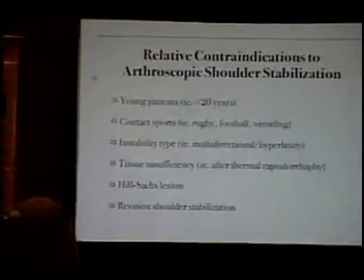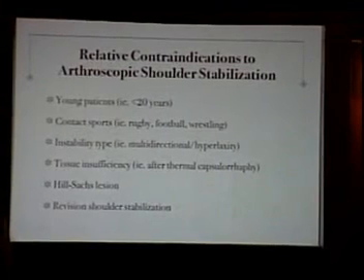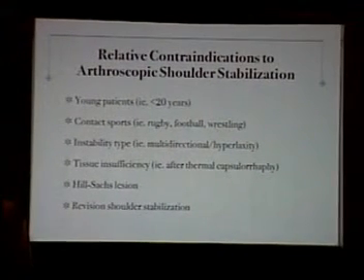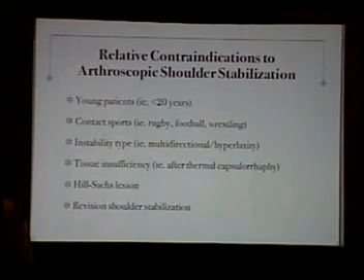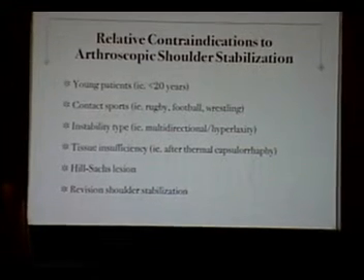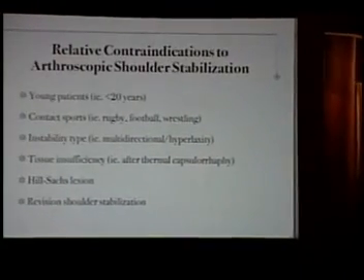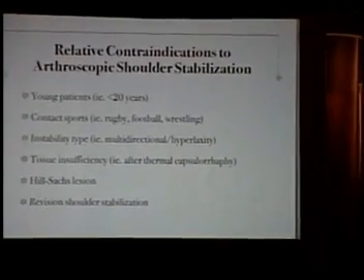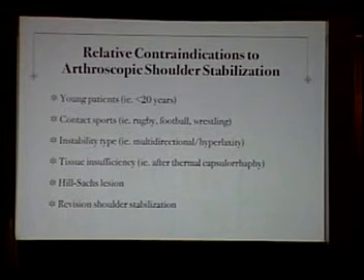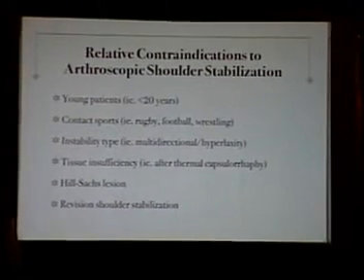I would present these as some relative contraindications that I use in my everyday practice. And I put these on a slide just to make you think about what your relative contraindications are in your practice. Young patients, I put the age 20 because there's a scoring system that uses that age as a cutoff, and we'll talk about that in a little bit. Contact sports, some people say throwing sports, but certainly contact sports like rugby, American football, or wrestling may be a relative contraindication to an arthroscopic stabilization.